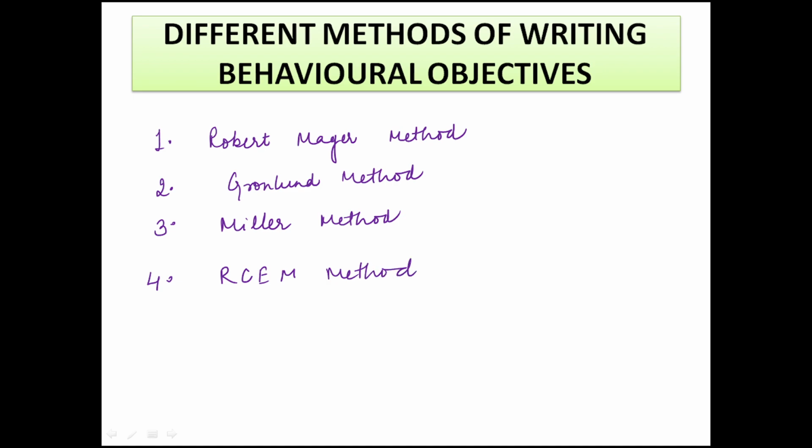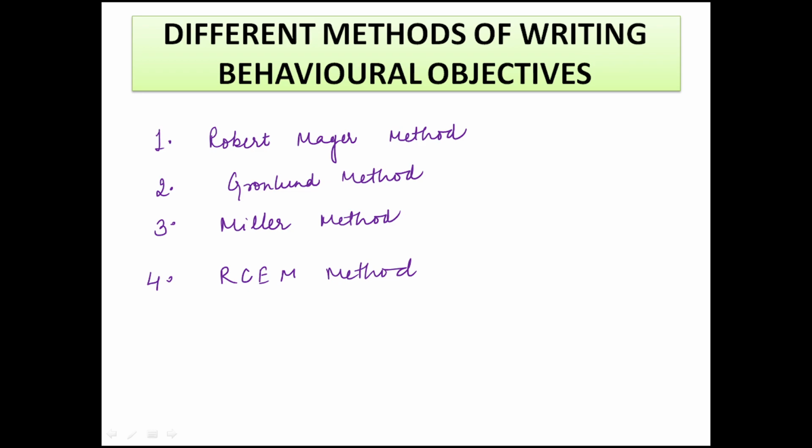I am not giving you the whole detail about the methods, but you can write in very precise form, if I am able to convey my thoughts to you easily. You are able to write a good answer with this knowledge I'm giving you in the video. So I'm giving you the quickest and shortest form of the different methods of writing behavioral objectives. So first, the Robert Mager method.